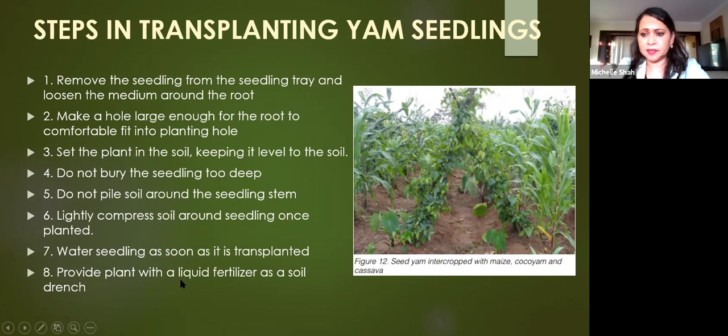In this photo, we have yam that is intercropped with, well, corn. We can intercrop yam with corn. And these are the steps for transplanting.